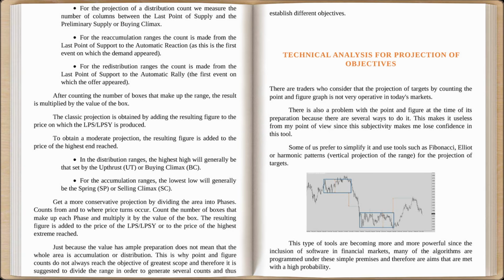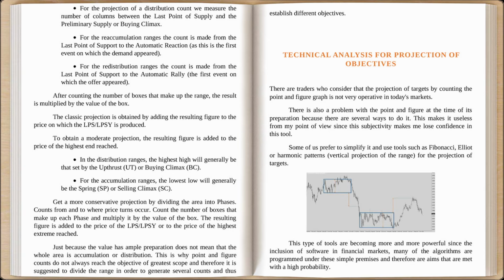After counting the number of boxes that make up the range, the result is multiplied by the value of the box. The classic projection is obtained by adding the resulting figure to the price on which the LPS-LSI is produced. To obtain a moderate projection, the resulting figure is added to the price of the highest end reached. In the distribution ranges, the highest high will generally be that set by the Upthrust, UT, or buying climax, BC. For the accumulation ranges, the lowest low will generally be the spring, SB, or selling climax, SC.